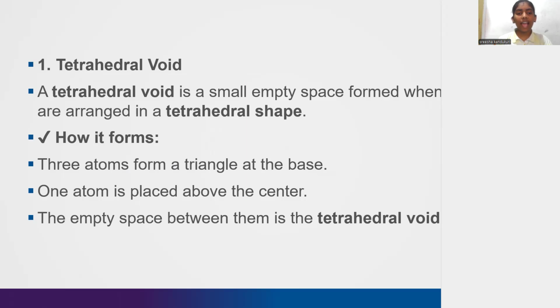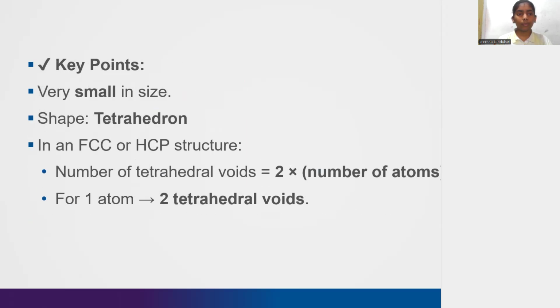So, how does it form? Three atoms form a triangle at the base. One atom is placed above the center. The empty space between them is the tetrahedral void. Key points: it is very small in size and its shape is tetrahedral.